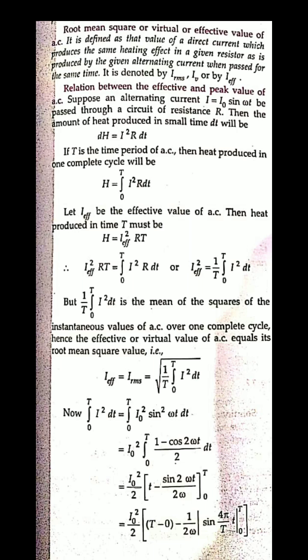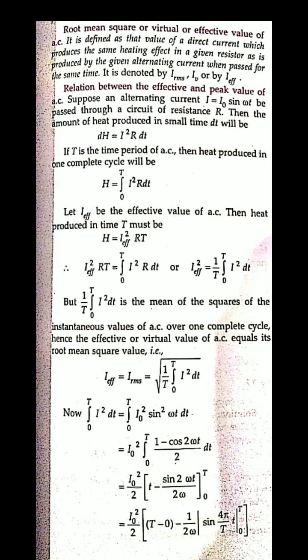What is the relationship between the effective value and the peak value of the current, I RMS and I0? Because the definition mentions the heating effect of electric current, here we use the term heat, H. We know the alternating current I equals I0 sin omega t flows through a circuit whose resistance is R. Heat is generated in a small time dt, because in small time dt the current remains constant, so a small amount of heat is generated.